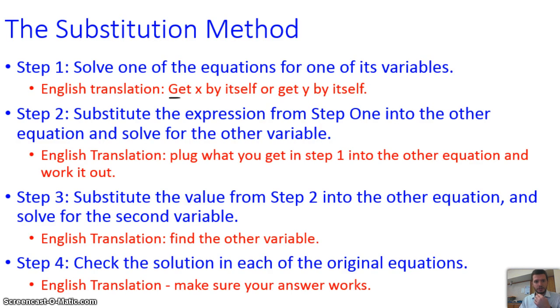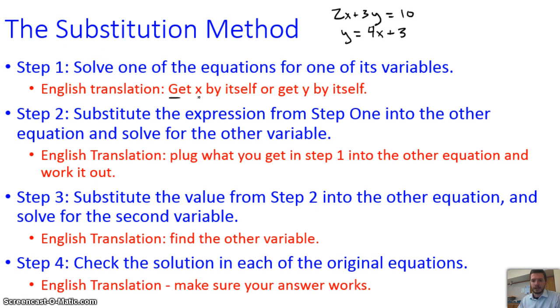Step one: you'll get a system that looks like this. I'm just going to make one up. 2x plus 3y equals 10, and the other one will be y equals 4x plus 3. Something like that. You're going to want to solve one of the equations for one of the variables. In this case, y is already by itself, so we don't need to do that.